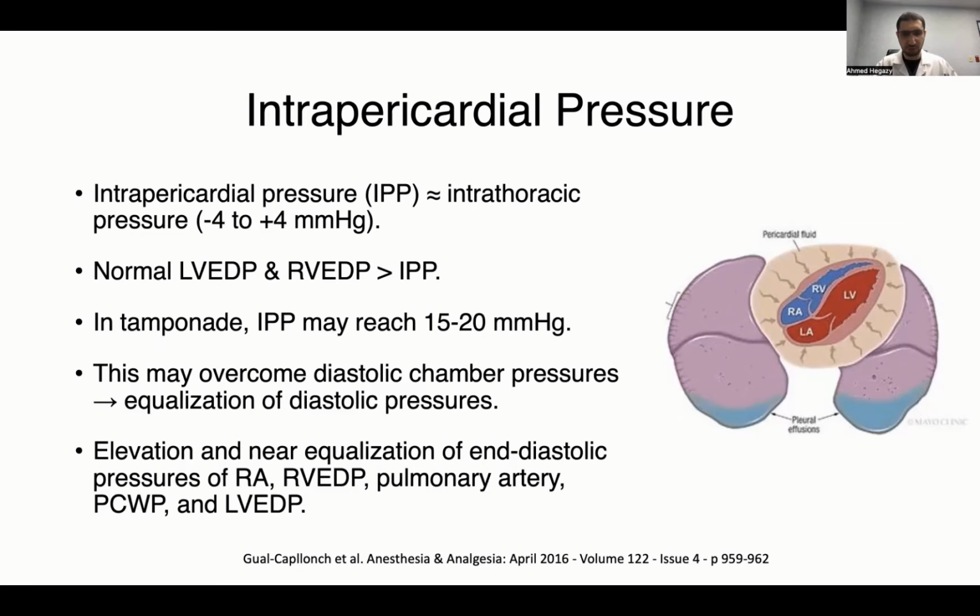And so you'll see an equalization of the end diastolic pressure of the right atrium, right ventricular end diastolic pressure, of the pulmonary capillary wedge pressure, and the left ventricular end diastolic pressure, in addition to pulmonary artery diastolic pressure. And so all of these will be elevated and equalized in cases of pericardial effusions giving you tamponade.